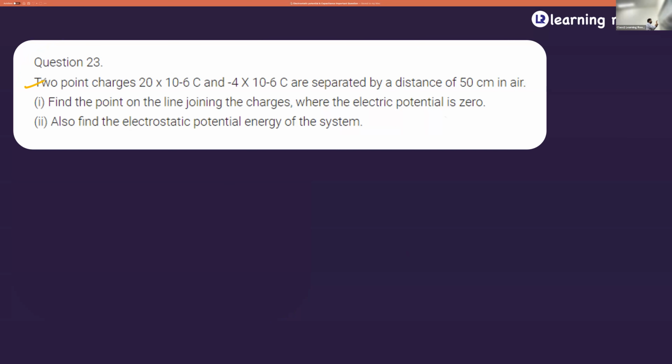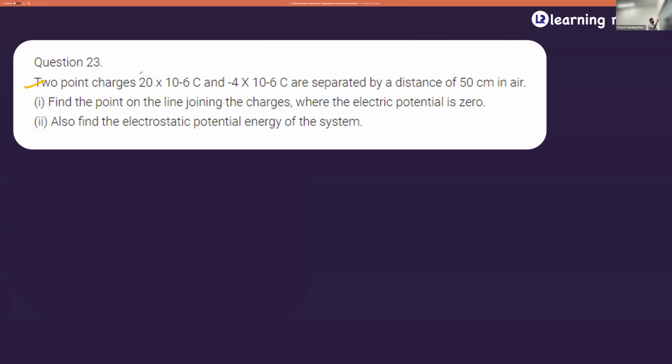So look at this one. There are 2 point charges, 20 into 10 power minus 6 coulomb and minus 4 into 10 power minus 6 coulomb, which are separated by a distance of 50 centimeter in air. Find the point on the line joining the charges where the electrostatic potential is 0. In this case, is there a possibility of the potential to become 0?